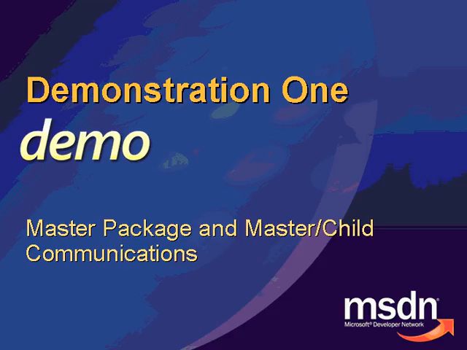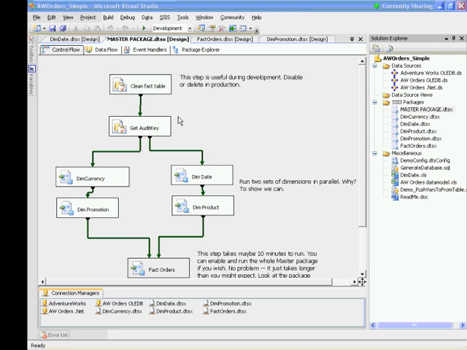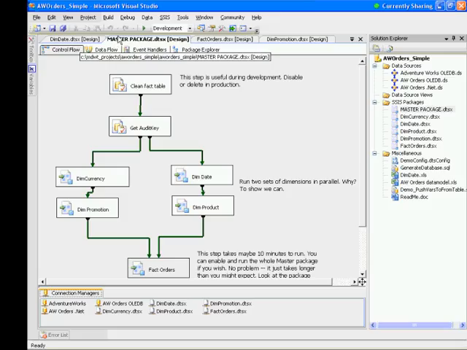I'm going to demonstrate what a master package looks like, what a child package looks like, and then how you set up this communication between the master and child package. All right, what we're looking at here, of course, is the Integration Services design surface in Visual Studio, specifically BI Studio, the Business Intelligence Development Studio. And I'm looking at a master package here, which I have cleverly named master package.